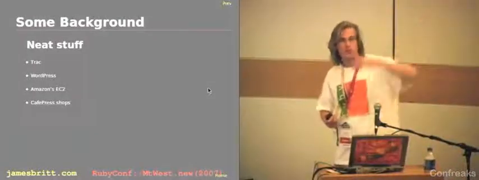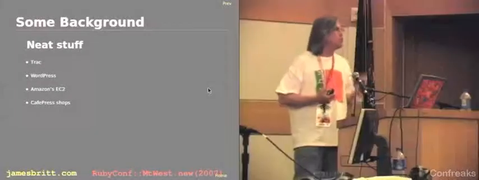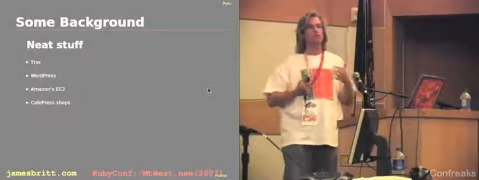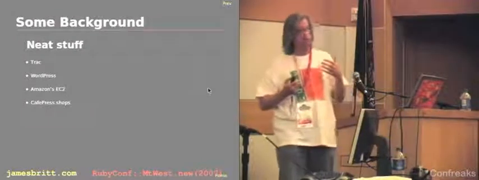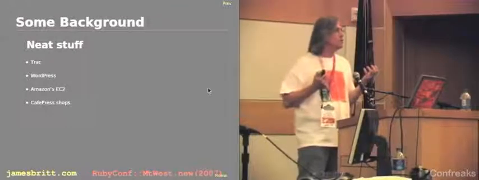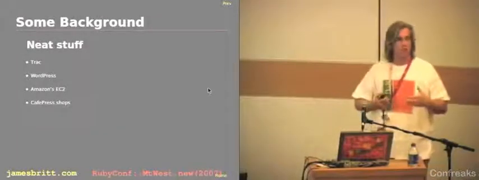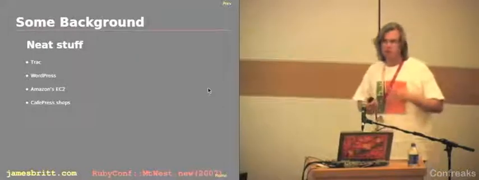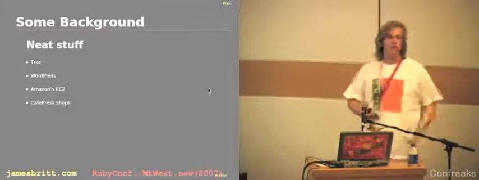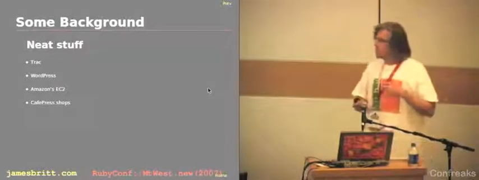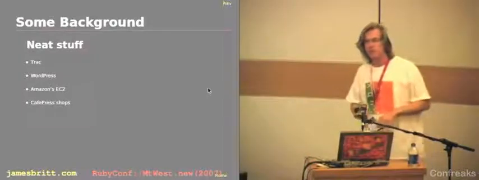There's Track for project tracking that some people have mentioned. I know a lot of people use it. There's WordPress for various things, which, if you're doing blogging or certain kinds of presentation work and so on, is actually quite good. I like Amazon's EC2, Elastic Compute Cloud, for various things. There are some Ruby things for it, but they're not quite as complete as I'd like. There's Cafe Press Shops. One of the sites I run is rubystuff.com, which is sort of a portal aggregator for a bunch of Cafe Press Shops.